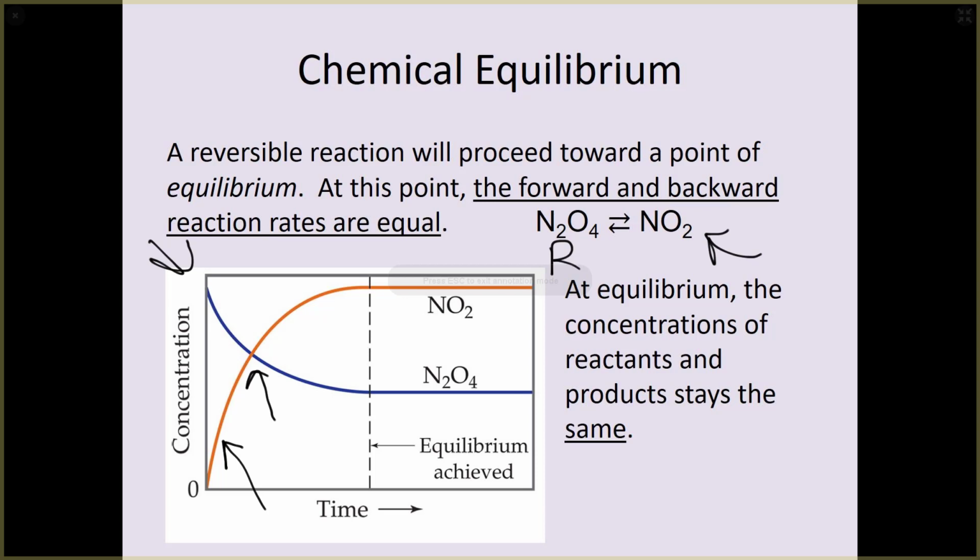What is important is to see that when the concentration stops changing, I call this equilibrium. So when the concentration stops changing, it is called equilibrium. And notice that even though reactants are forming products and products are forming reactants, our concentration is going to stay the same.